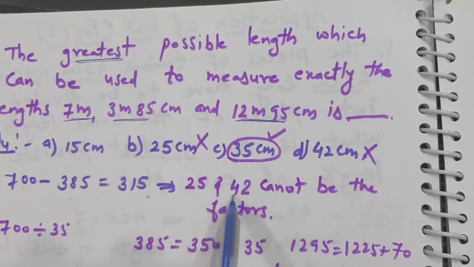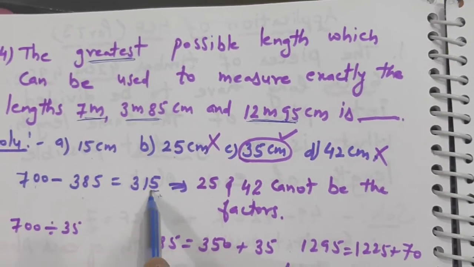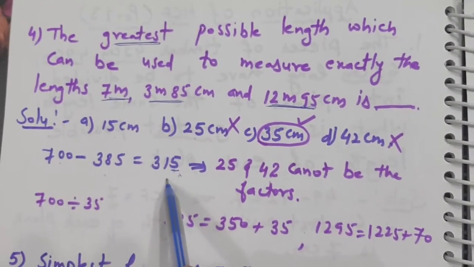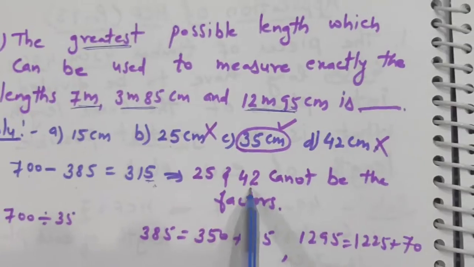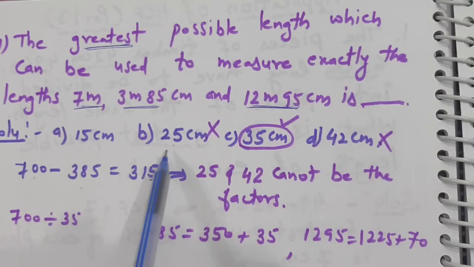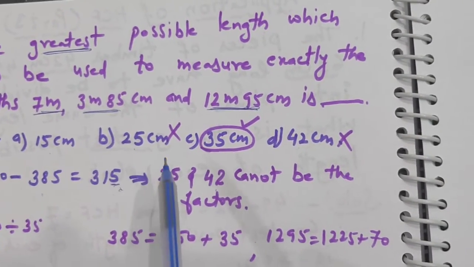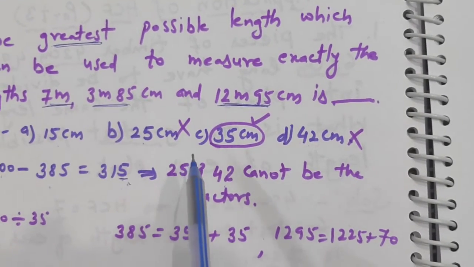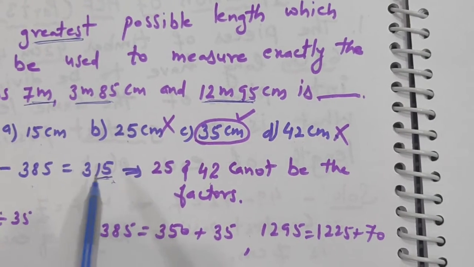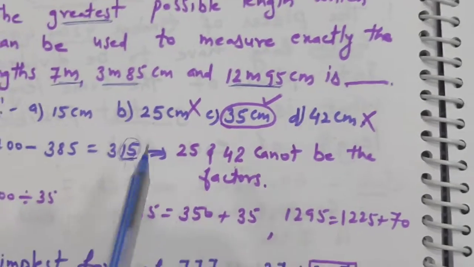So 25 and 42 are discarded. Why? Because here it is an odd number and 42 is an even number. So an odd number cannot be a multiple of an even number. So 42 is discarded. And why 25? Because I know what 25 gives: the series of 25, then 50, then 75 and then 100. So it is neither 25 nor 50 nor 75 in the last two digits. So it is not divisible by 25.